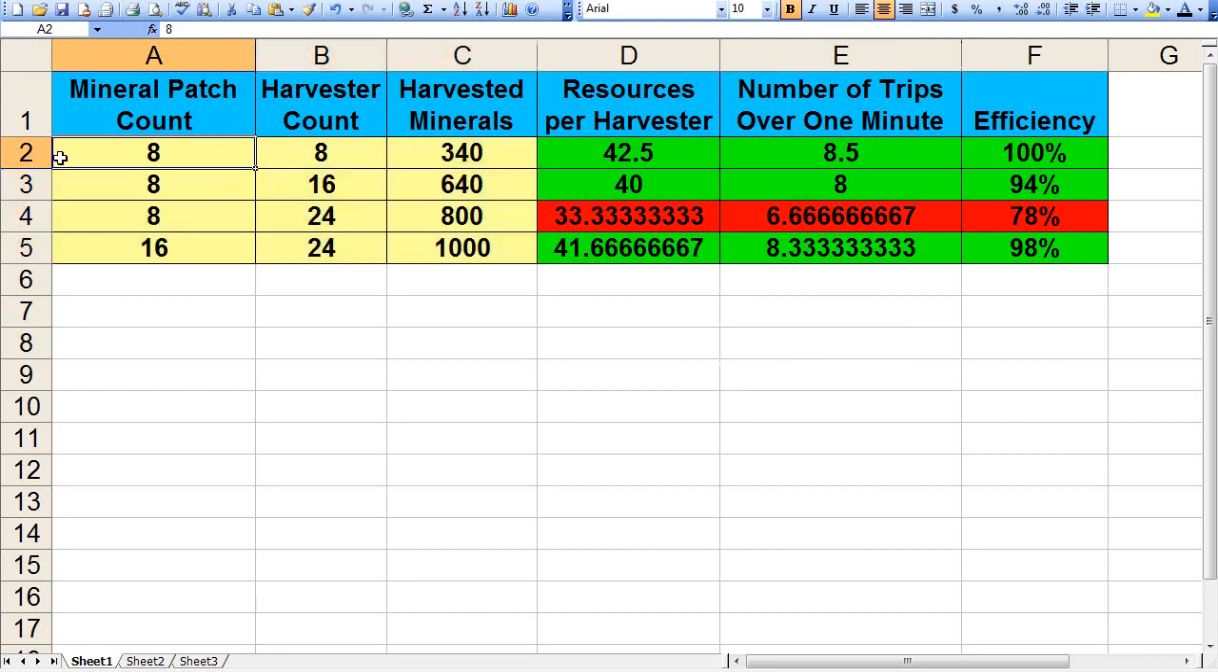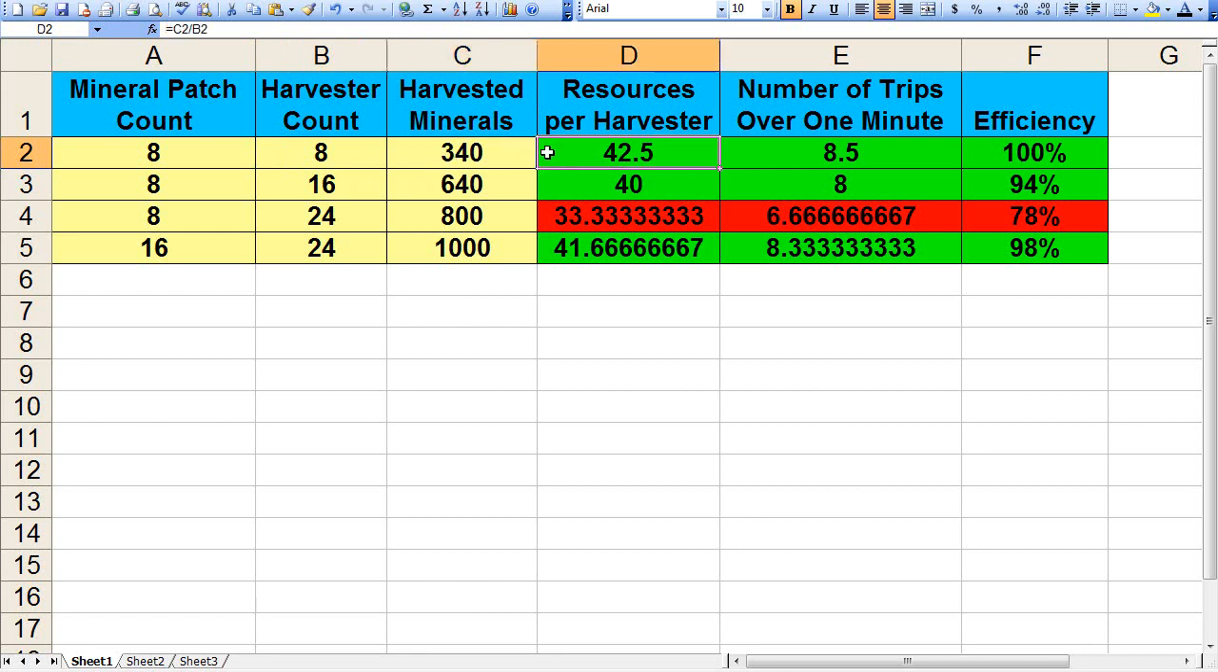Now, if you have a mineral patch that has eight minerals there, and your harvester count is eight, you will be averaging about 340 minerals every game minute. Now, it's not every 60 seconds, it's every game minute. You'll have to take a look at different numbers in the different spreadsheets on how a game second is different than a real second. But in one game minute, you will have harvested about 340 minerals.